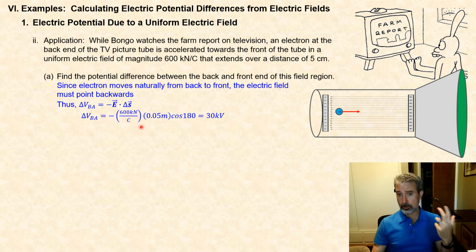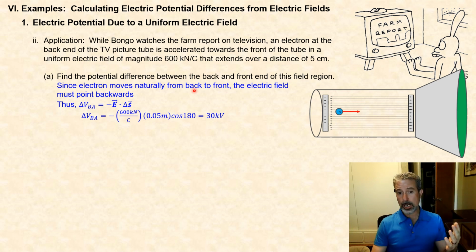We know the magnitude of the electric field is 600 kilonewtons per coulomb. We know the electron moves a distance of 5 centimeters in traveling. And when we do the number crunching here, notice the negative sign and the cosine 180, those negatives will cancel out. We come up with an electric potential difference of 30 kilovolts, 30,000 volts. So as you can see, televisions can be dangerous.